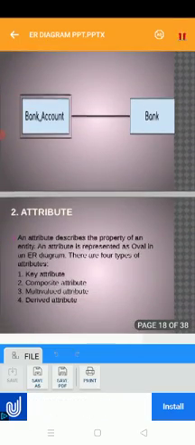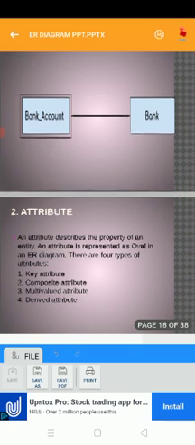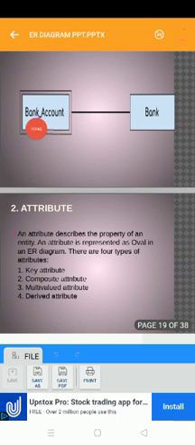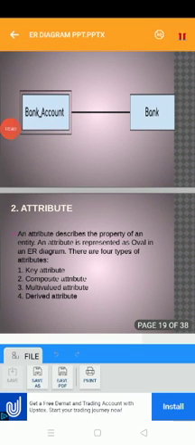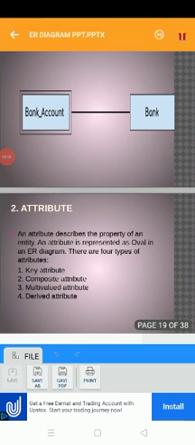Next, attribute. An attribute is a property of an entity; it describes the property of an entity. An attribute is represented by an oval in an ER diagram. There are four types of attributes: key attribute, composite attribute, multi-value attribute, derived attribute.